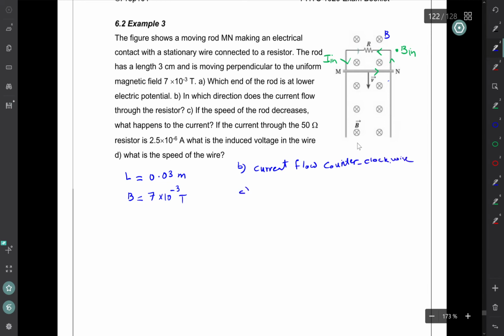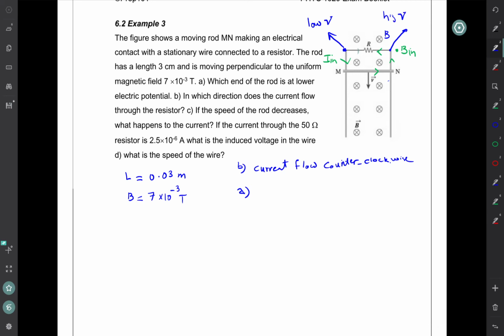Perfect. Now I want to answer part A. Which end of the rod is at a lower potential? In the circuit context, we have learned that when a current is flowing through a resistor, the voltage across the resistor would drop such that this end is going to be the low voltage point and this end is going to be a high voltage point. So remember, it is just the resistance that is causing a voltage drop.